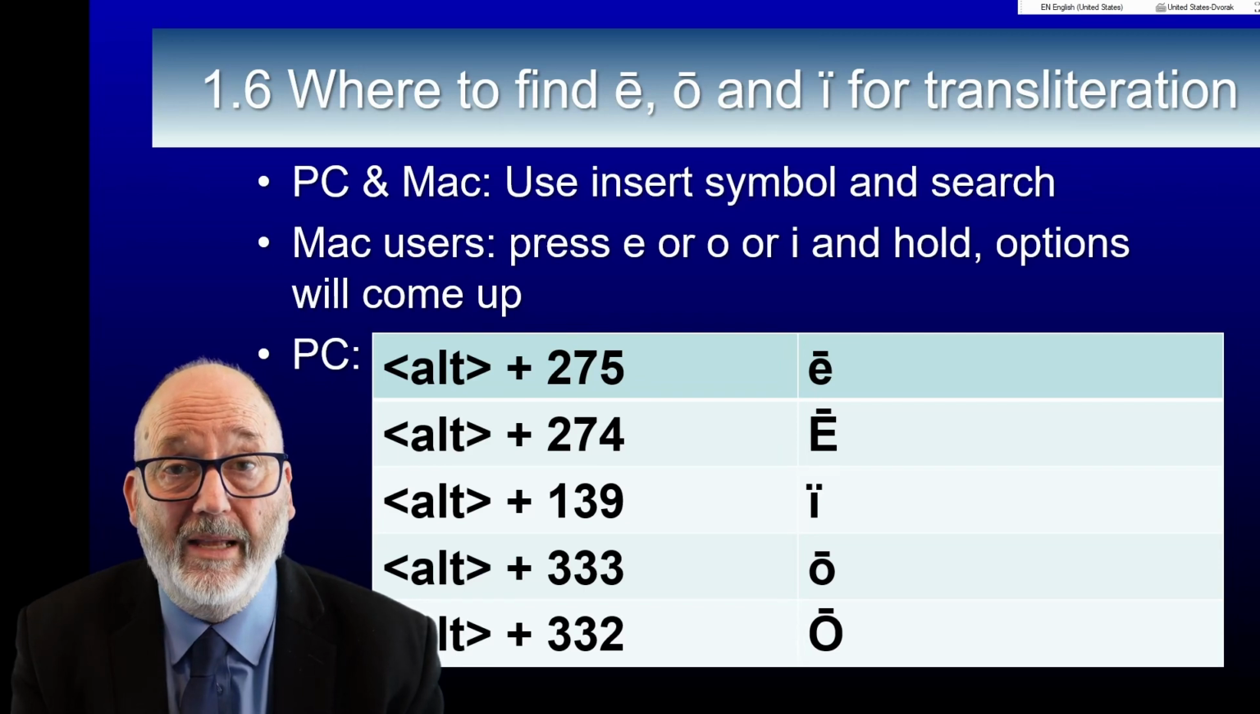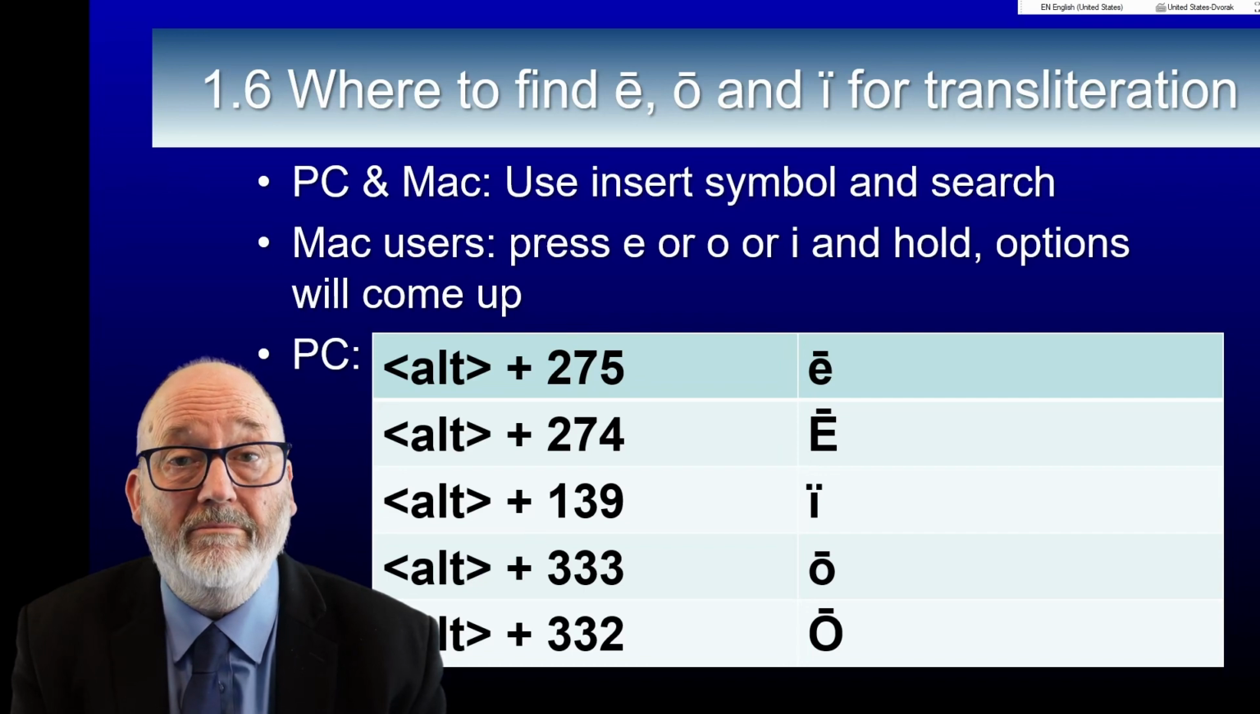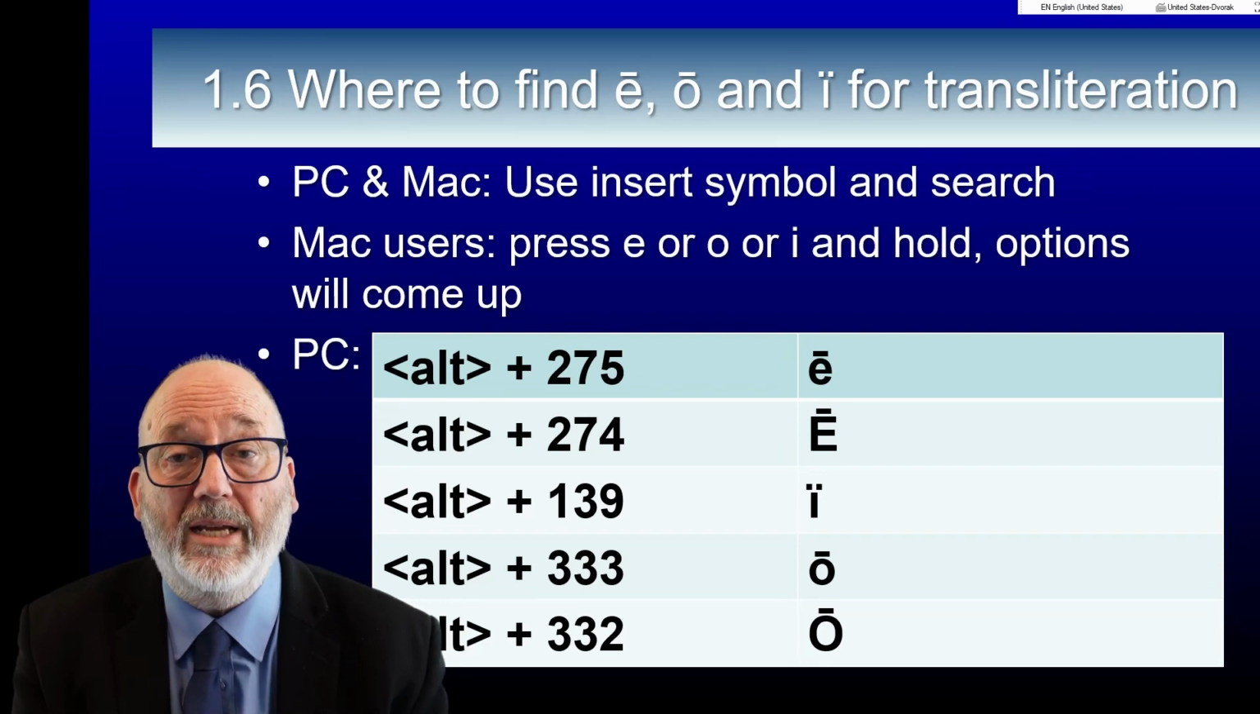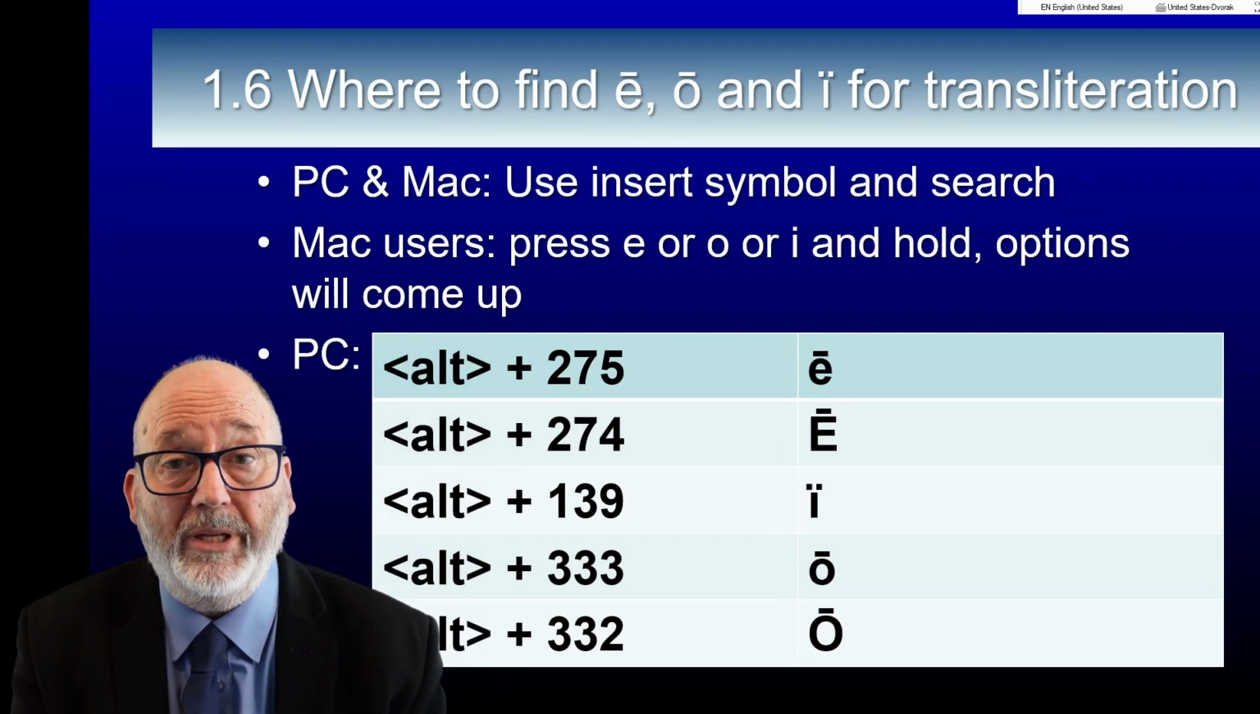Now, there are some shortcuts that you can use if you are using a Mac or if you're using a PC. On a Mac, if you hold the key down in a certain way, it will give you options. For example, if you hold the key for E down, you will see an E with a bar over it as one of the options. On a PC, there is a shortcut if you have a full keyboard. This means a keyboard with a number pad.